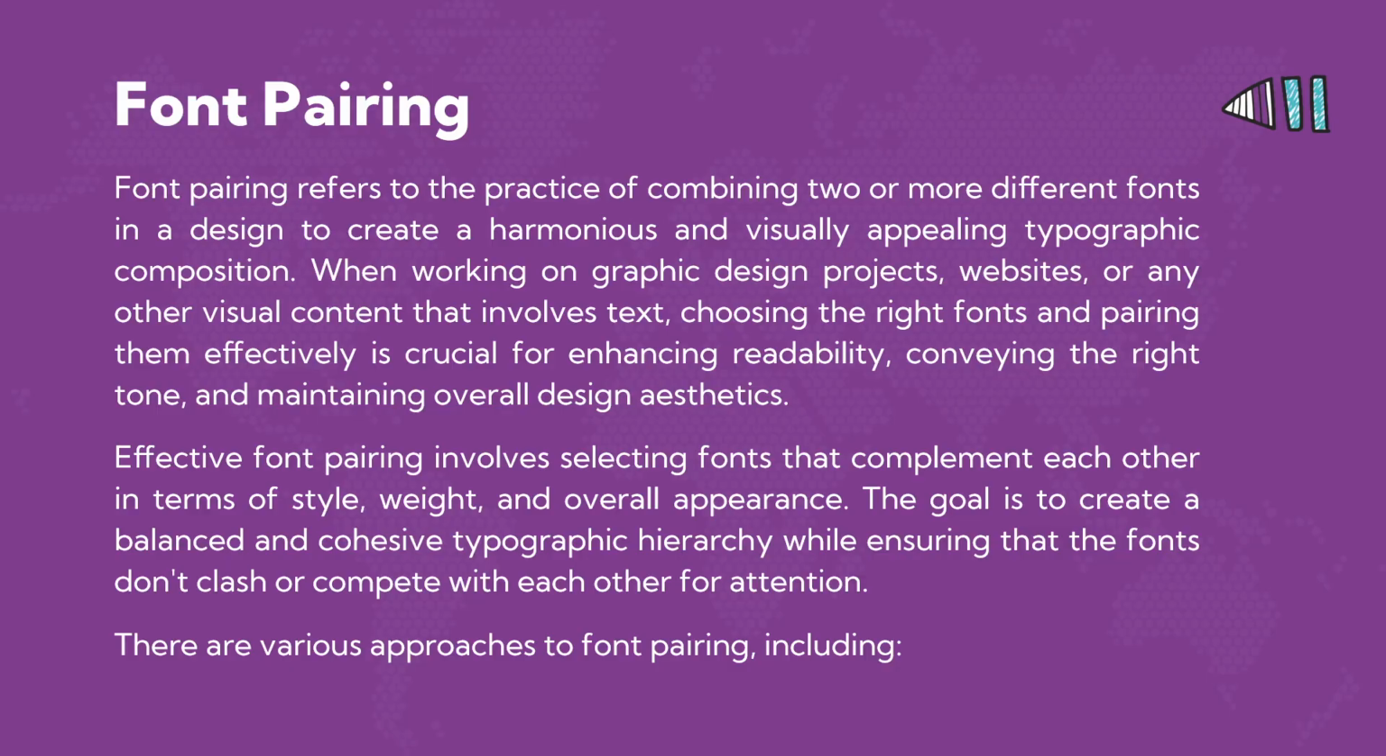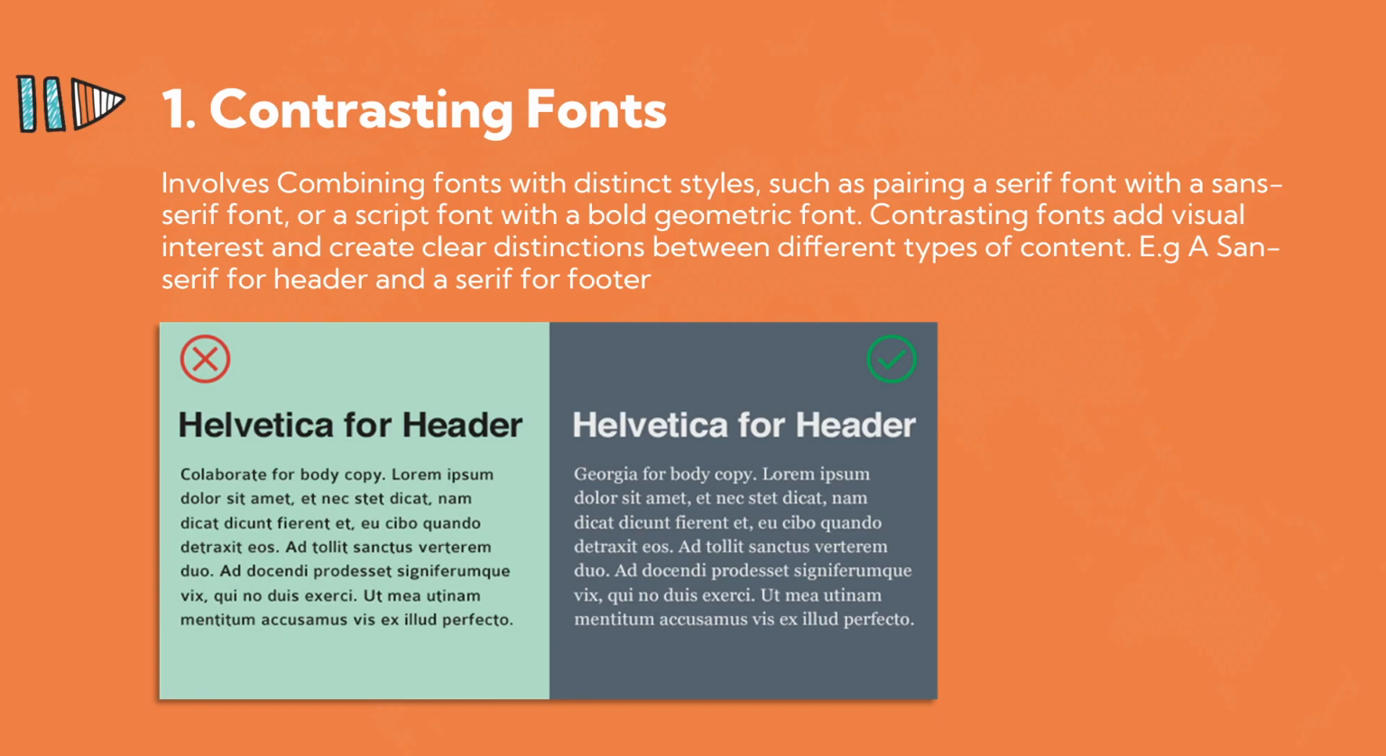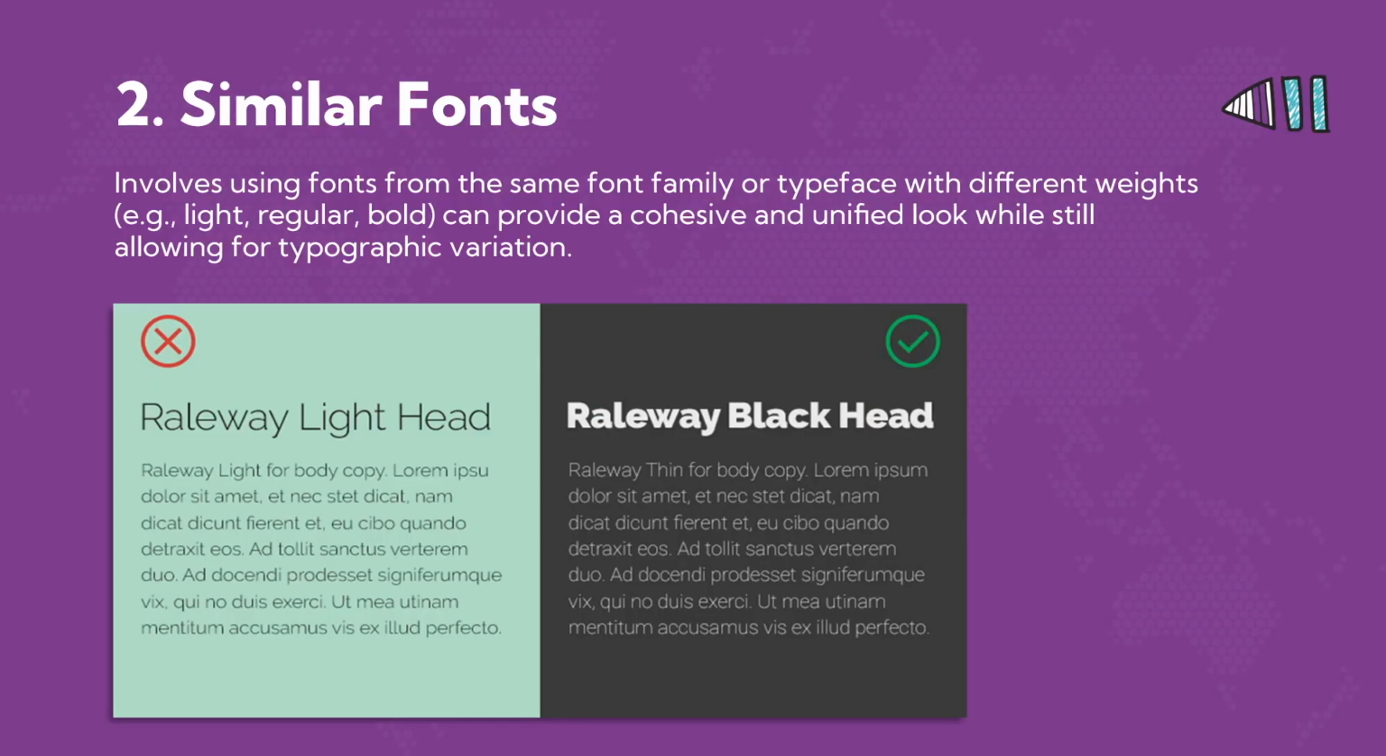So the first one, you can use contrasting fonts, which involves combining fonts with distinct styles. So you can have a sans serif as a header, like Helvetica, you can see down there. And then you can have a serif for the body. Okay, so as you can see, we have Helvetica for header and a serif for body font.